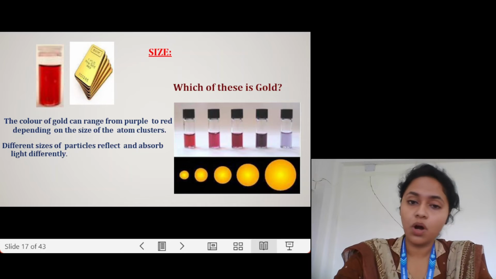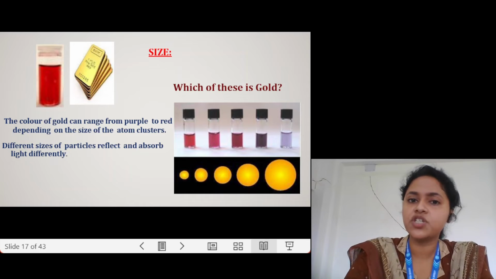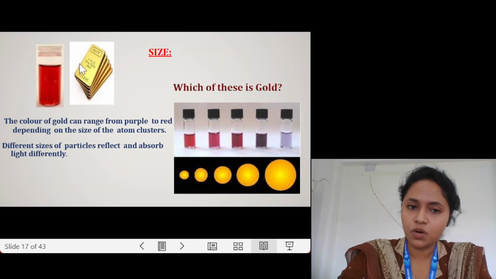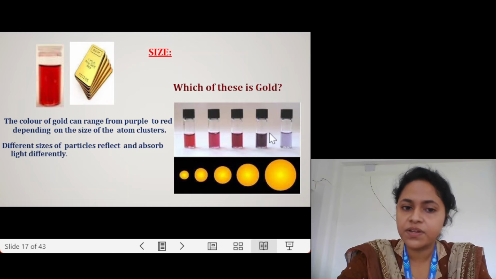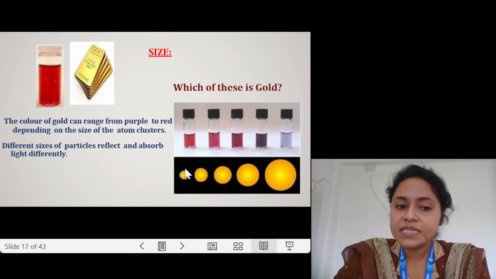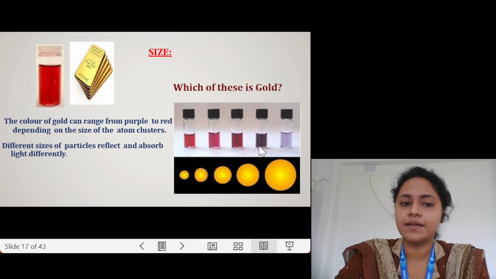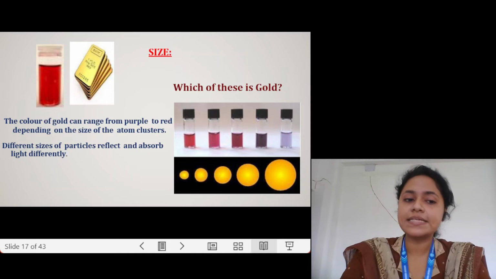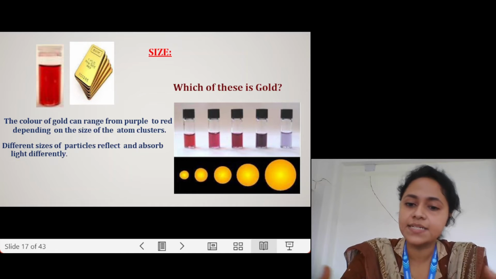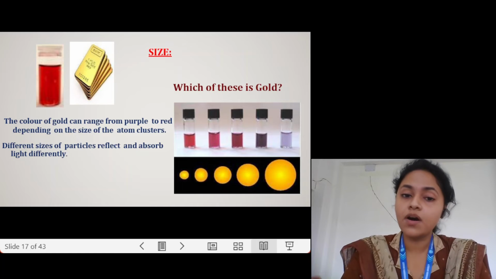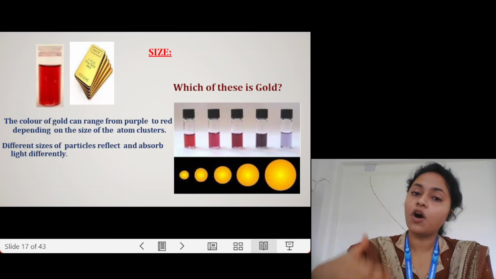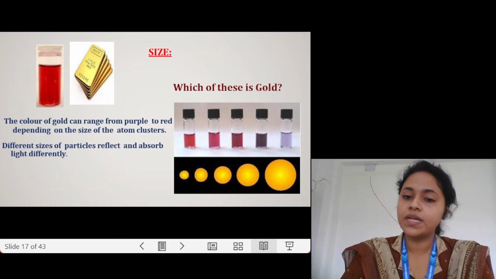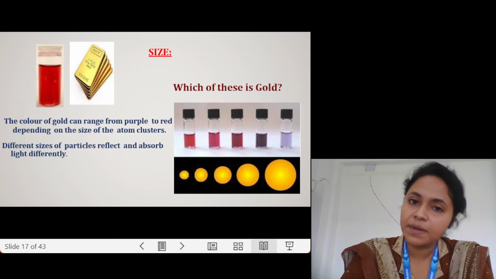Now this is a very good example. See gold. You all know bulk gold, whatever ornaments or things you wear, this is the golden color, bulk gold, fine. But this particular red color liquid and these different purple and red colors of liquid, all are gold. But what is changing? Only the particle size is getting increased. As the particle size changes, you have a change in color of that material. Right? So the conclusion is different sizes of particles reflect and absorb light differently, and hence we can alter the optical and ultimately the optoelectronic properties by altering only the dimension of that particular material.